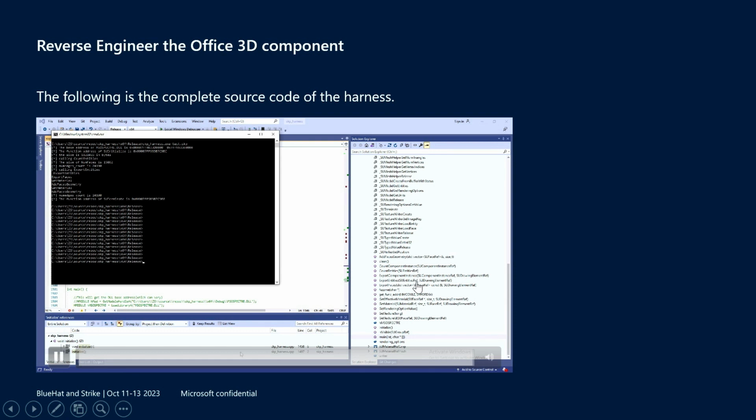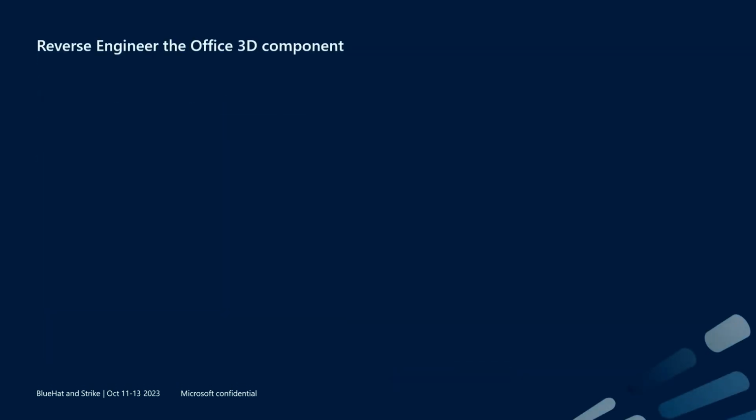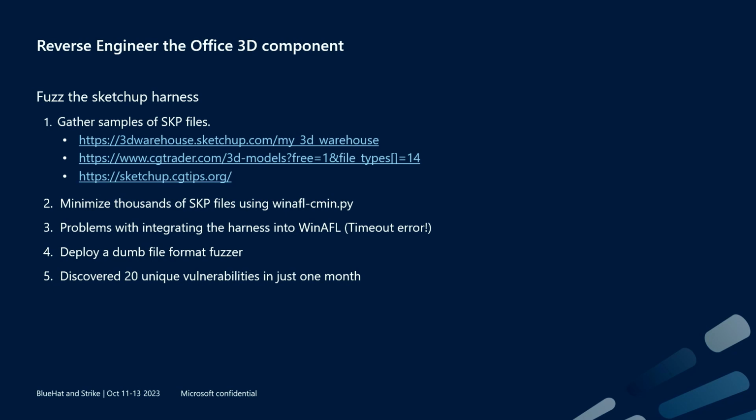All right. As you can see, the harness works well. We have the fuzzy harness ready. Next step is setting up the fuzzer to fuzz the SketchUp harness.